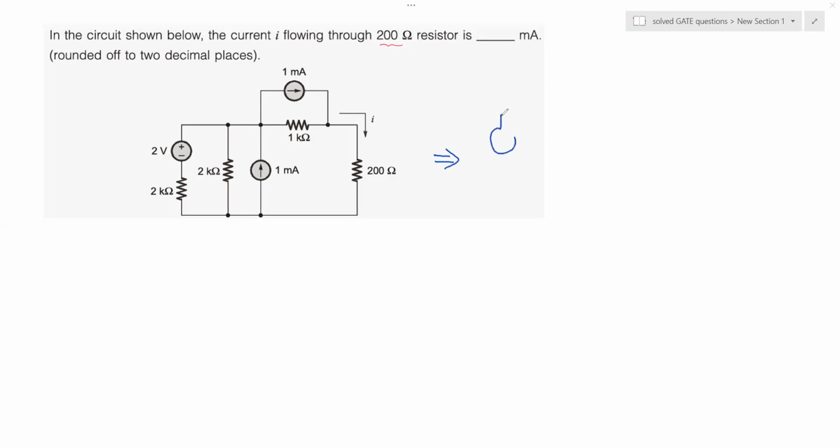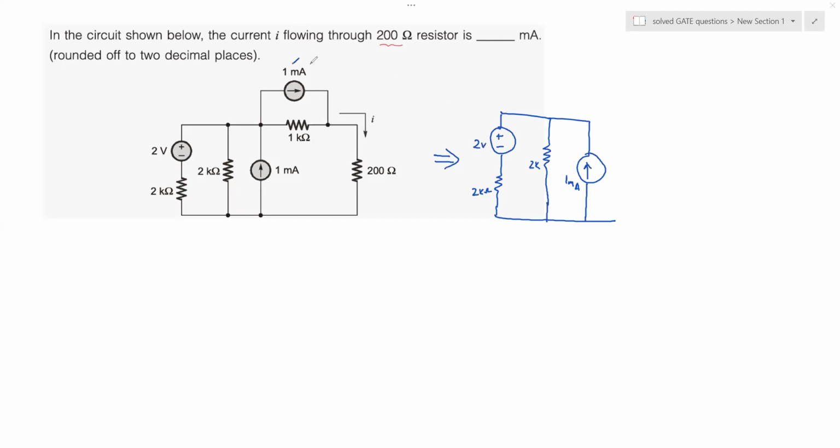We will draw the 2 volt voltage source as it is, and then we have this 2 kilo ohm resistance as it is, and we have this 1 milliampere current source as it is. We'll keep it like that. And here is how our circuit is getting completed.